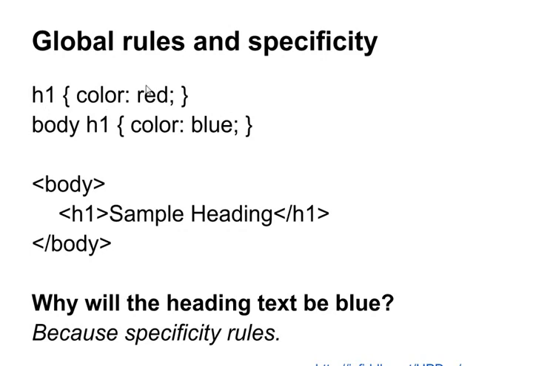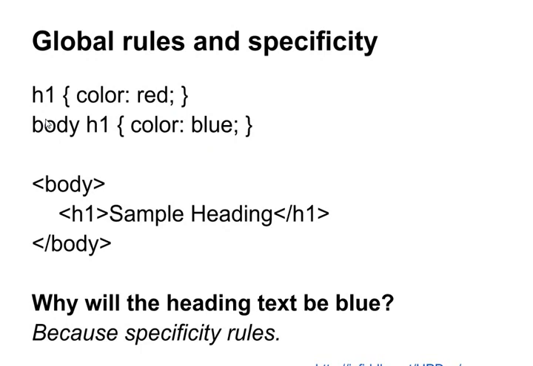So we look at 2 CSS classes here. The first one is an H1 class. The second one is something that we haven't seen yet. It says body H1. Here's our code that it's going to be applied to. So why will the heading text be blue? Now, of course, the answer is down there because specificity rules, but can anybody, based on what you see in these 2 classes, explain why that text will be blue?